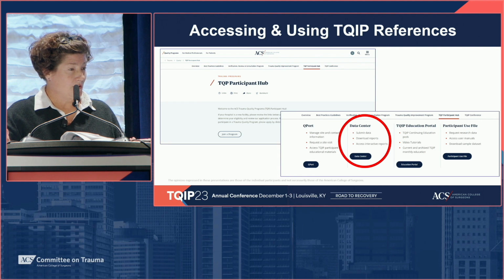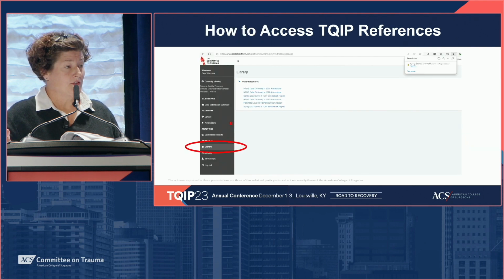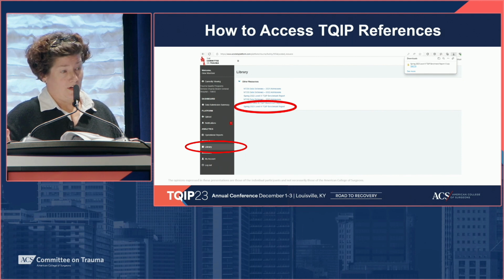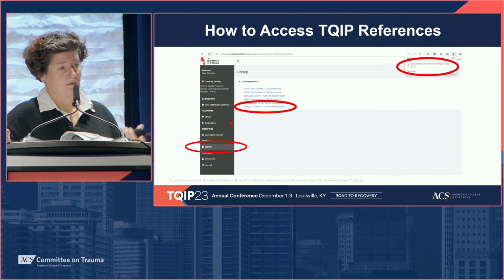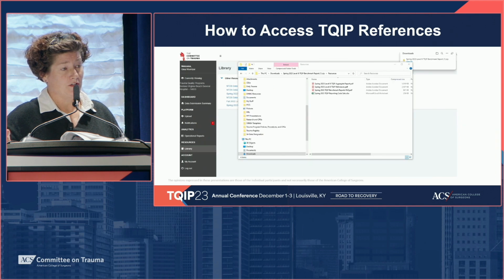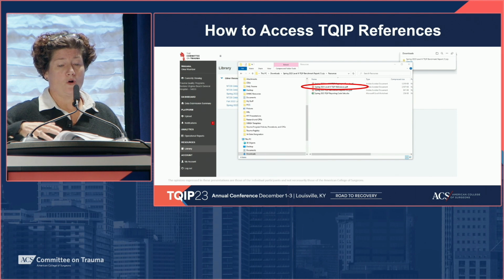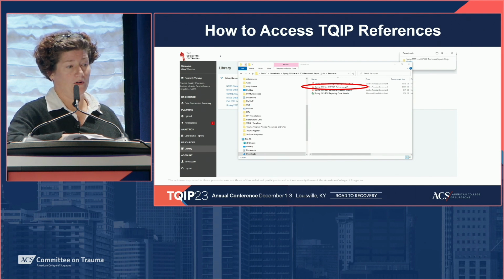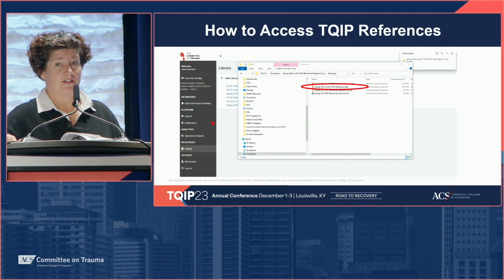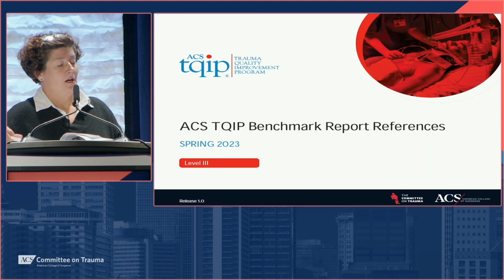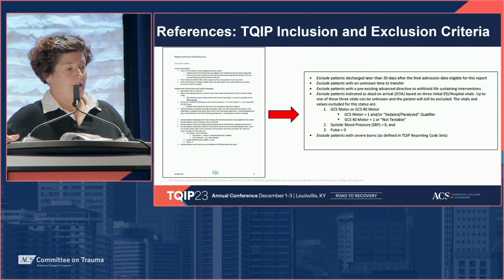So how do we get to those? We're going back into our data center. We are going into the library. You're going to find the benchmark report that you're interested in, open it up. You're going to have a zip file there, and contained within the zip file are your TQIP references. I open them up with every new benchmark report, and I refer to everything because these things change over time. Definitions change over time.